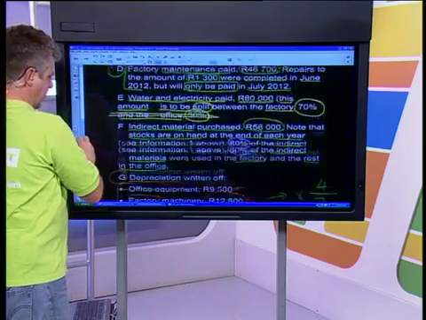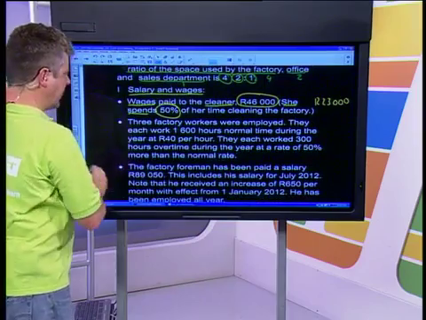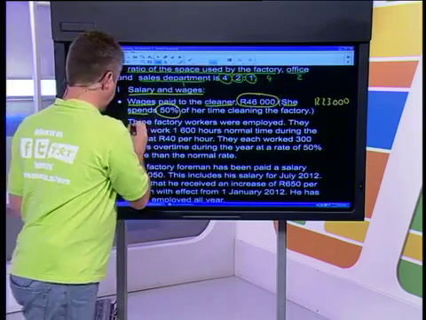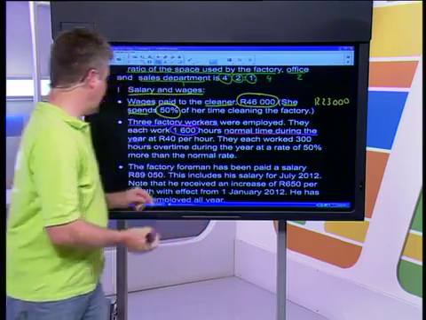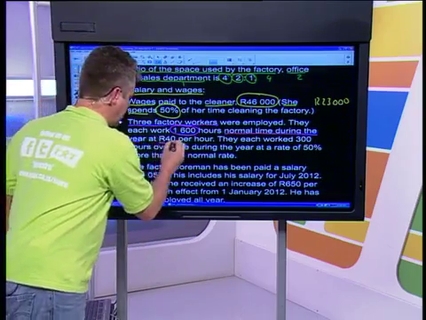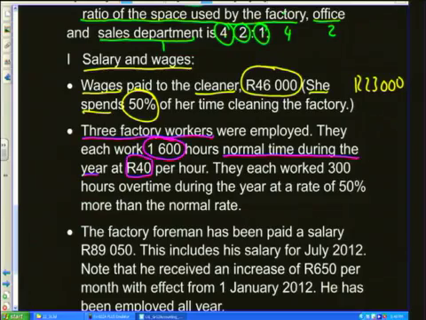Let's see who the next worker is. The next worker here is also in the factory. They say 3 factory workers were employed. They each work 1,600 hours normal time during the year. 1,600 hours. That's a lot of time. If you study that amount of time for your accounting exam, you're absolutely going to ace it. And they earn a wage of 40 Rand per hour.